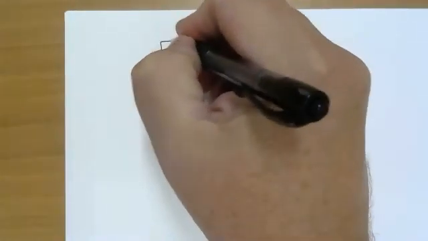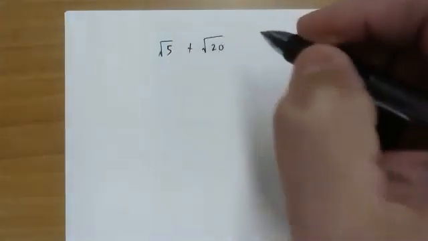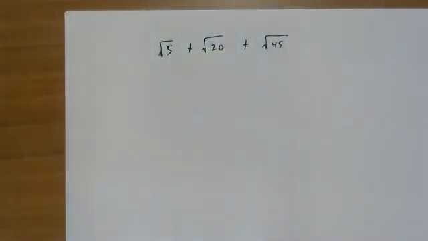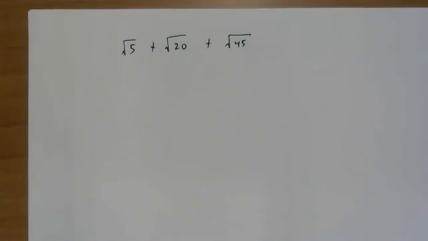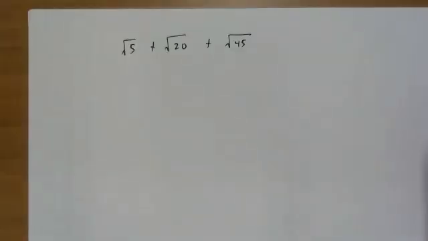So how about this one? Square root of 5 plus square root of 20 plus square root of 45. So I'm trying to add these three square roots. At first glance, they're not identical. I can't do anything, but remember, you need to simplify all these square roots before we decide they can't be combined.